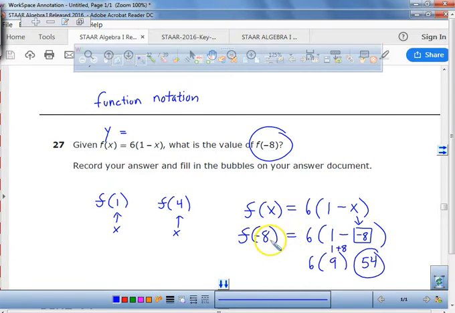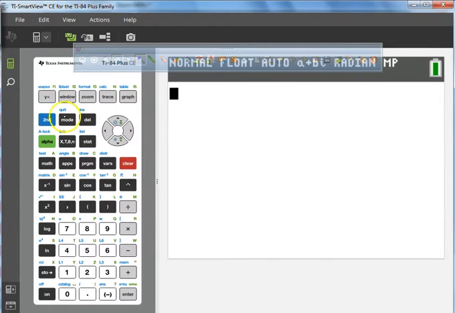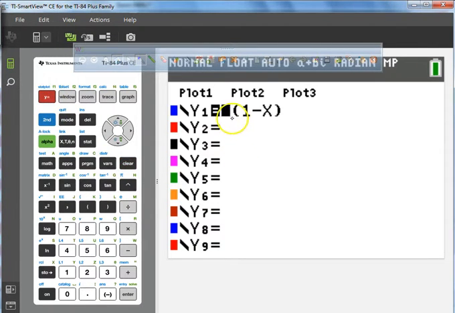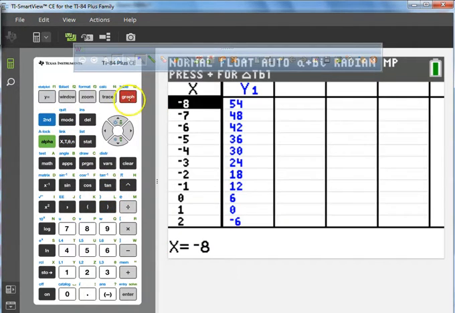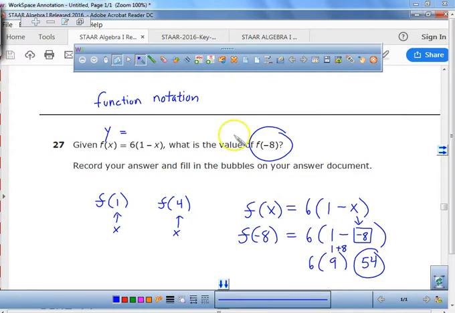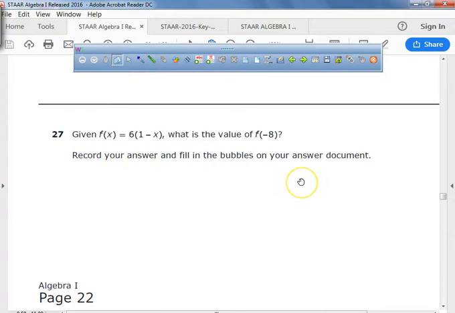Okay, so if that's too complicated for you, it's okay. You've got to grab the calculator. You hit y equals. You type in 6 parentheses 1 minus x, which was our function, right? Then we're going to check the table, second graph, check the table at -8, which y value? Boom, you're done. So that's called function notation. All you're having to do is evaluate what's the y value when x is -8.